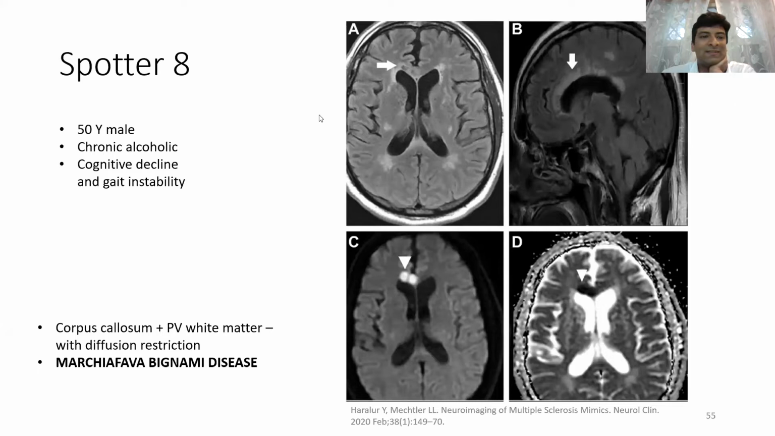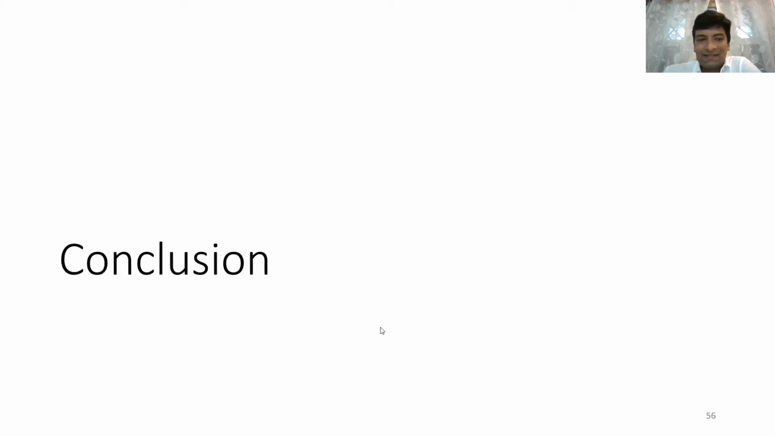Okay, I think the last one, or maybe the penultimate one. Oh, wait, I forgot to hide the diagnosis. I'm sorry about that. So 50-year-old male, chronic alcoholic with cognitive decline and gait instability. Classically, what we see here is callosal lesions and also periventricular lesions and diffusion restriction involving the callosum. So that's classically seen in Marchiafava-Bignami disease.